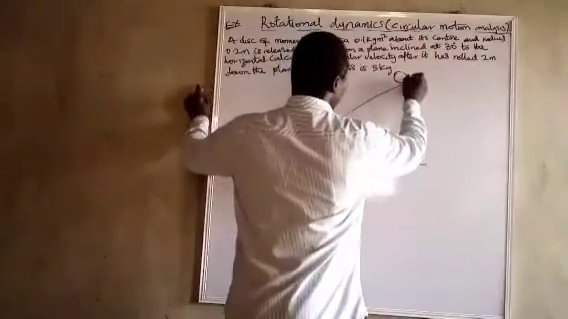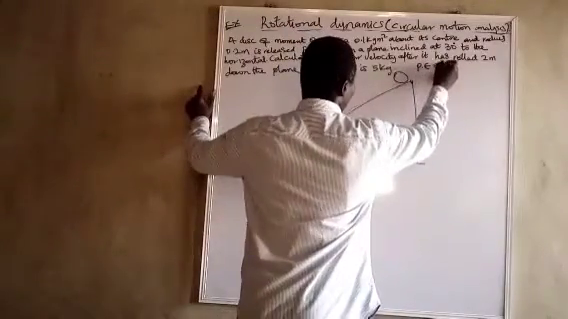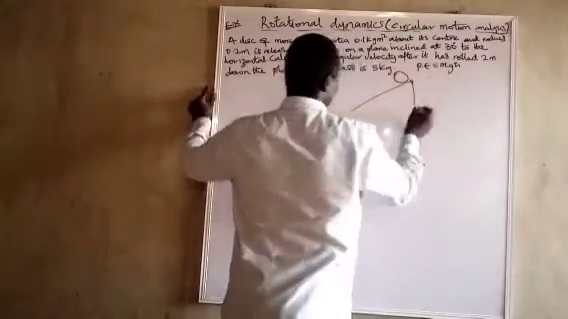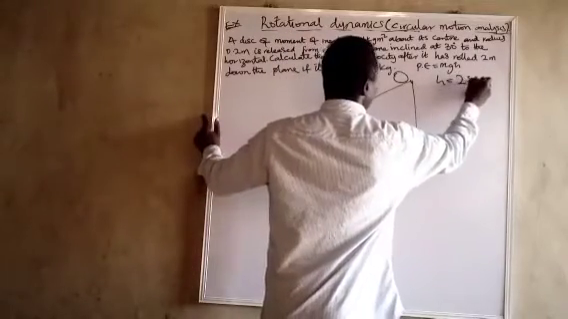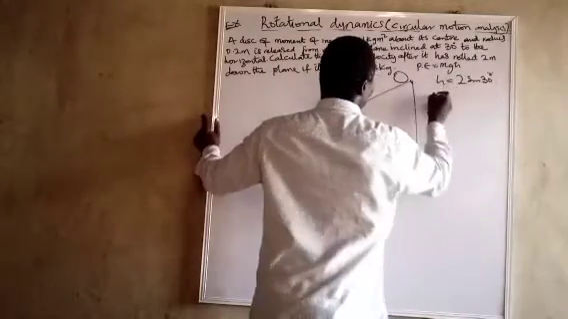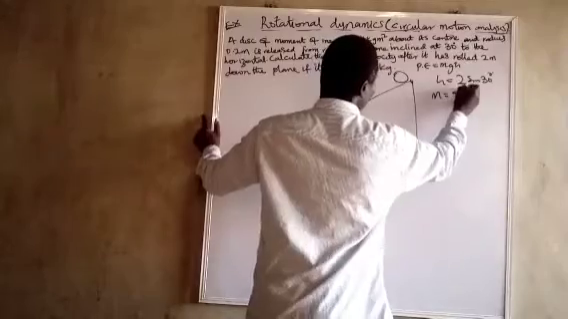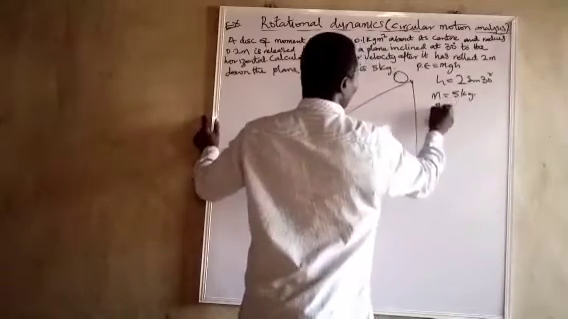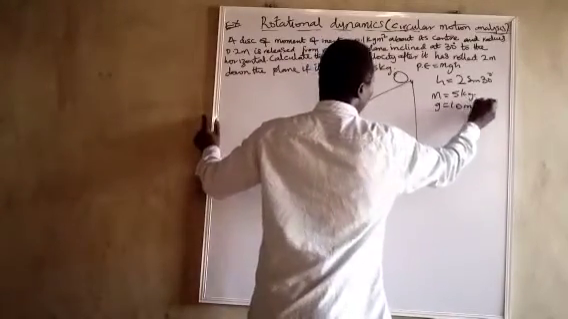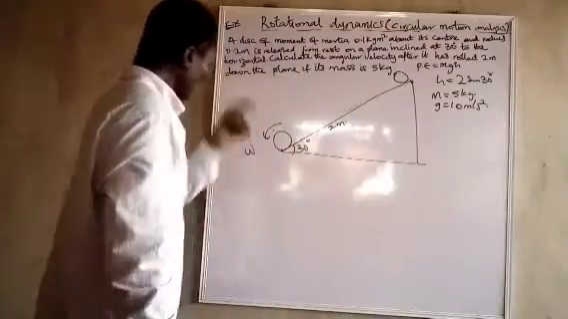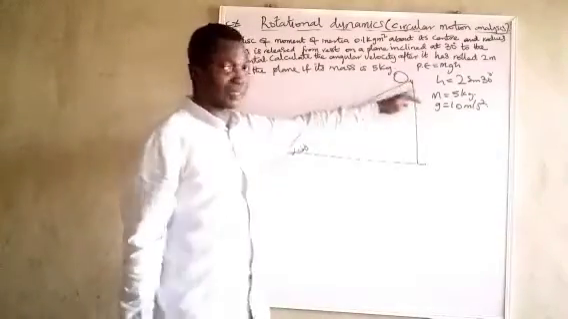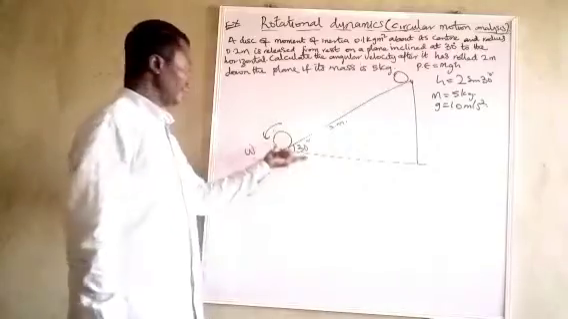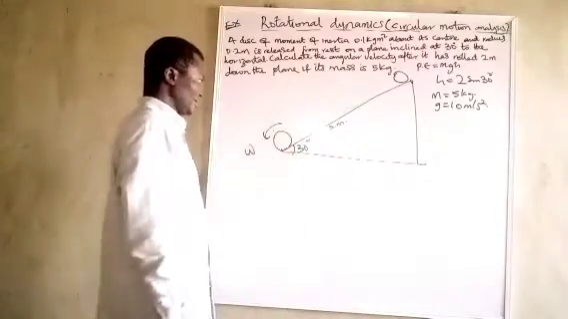The potential energy here is equal to mgh. And what is our h? h is equal to 2 sine 30 degrees. What is our m? 5. What is our g? Let's take it as 10 meters per second squared. At this point, all the potential energy is converted to rotational and translational energy.